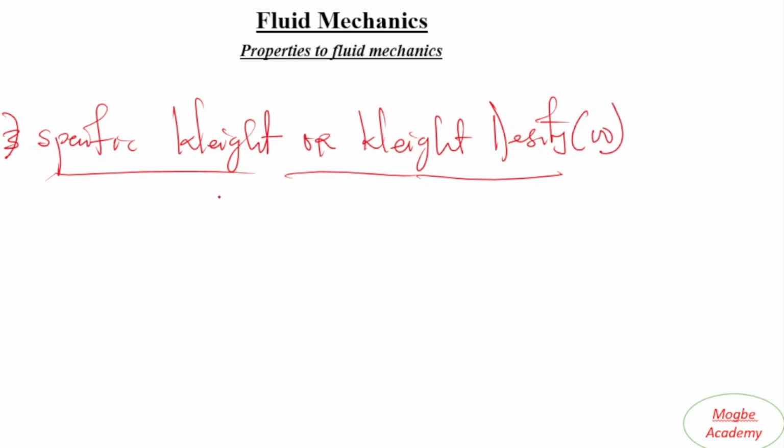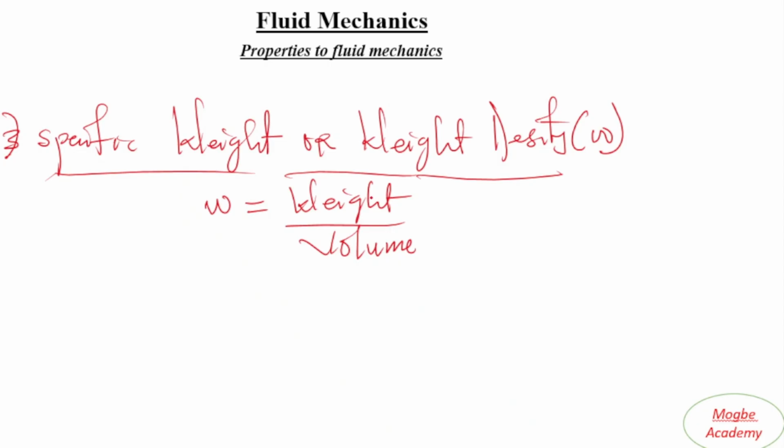Now, your small letter w is simply what? The ratio of weight per unit volume. So when we are talking about specific weight or weight density, it is simply weight over volume. This is the formula you use to calculate your weight density or your specific weight.